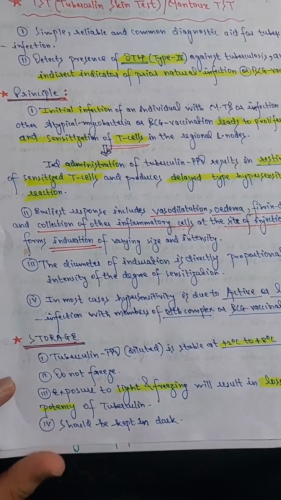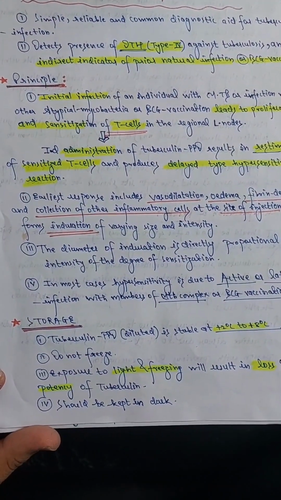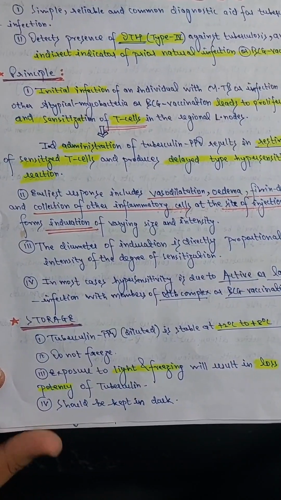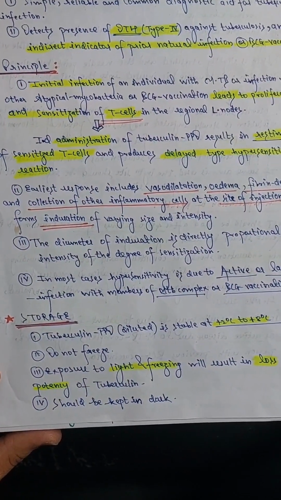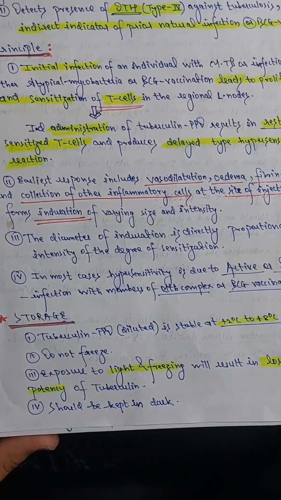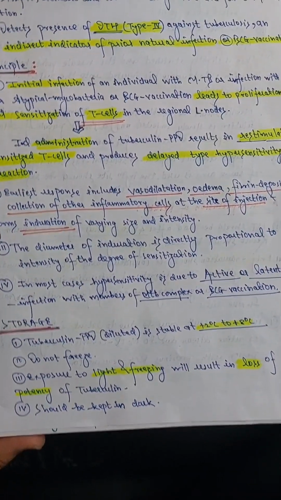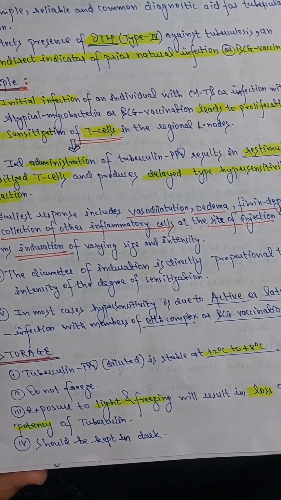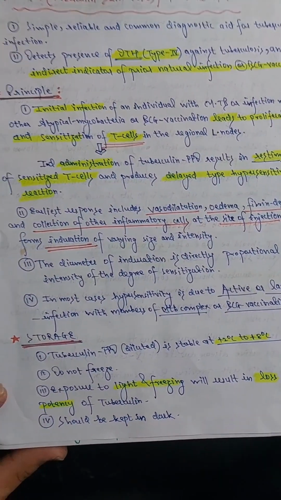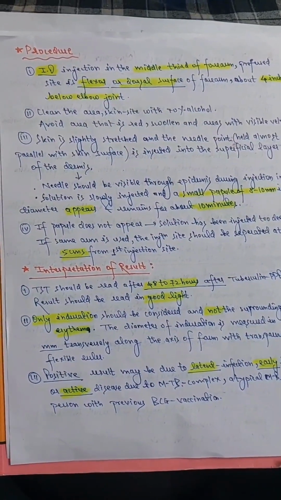And let us see the storage of this tuberculin PPD. It is stable at 2 to 8 degrees Celsius and do not freeze the vaccine. The exposure to light and freezing will result in loss of potency of tuberculin, and it should be kept in dark. Now to the important part, procedure.